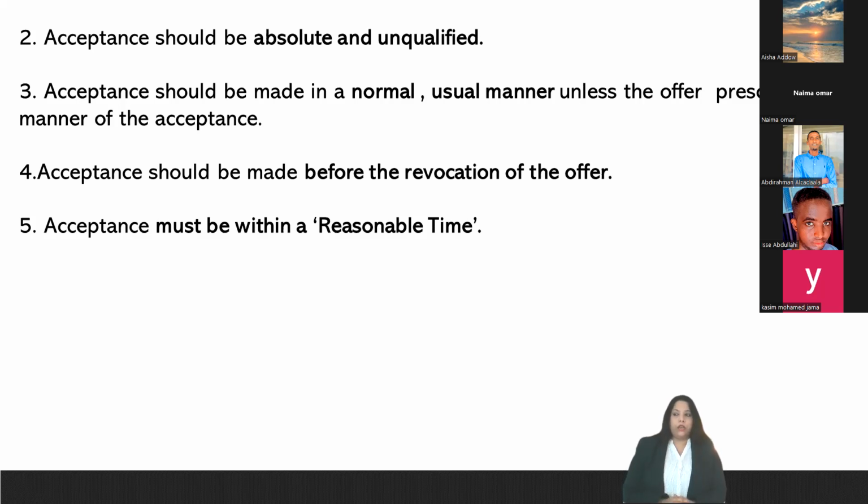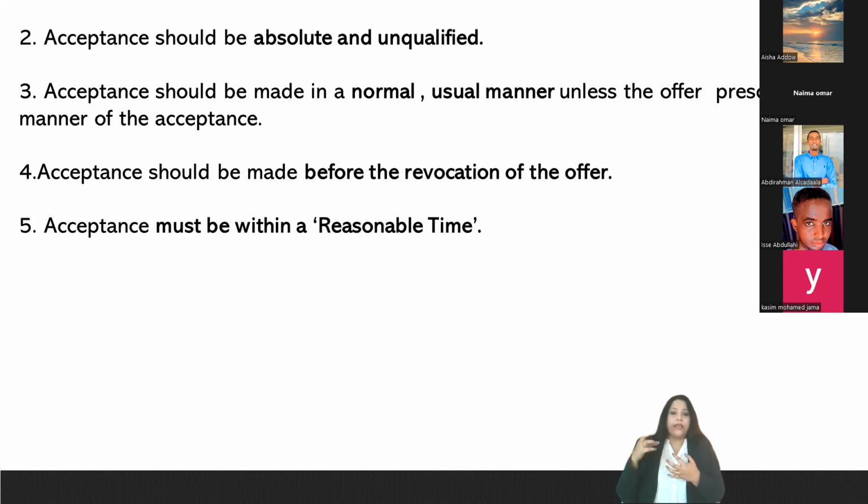In today's world, there are different modes of communication: phone, telex, fax, postal, which is quite slow. But some people might say that you have to express your acceptance by postal mail, or by courier, or by email. So acceptance has to be communicated in the way which is normally acceptable.